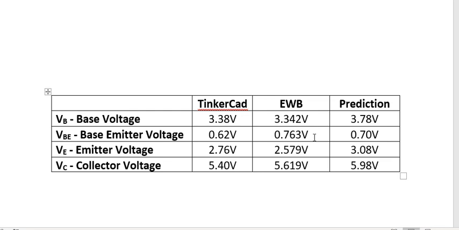Naturally, if you have different voltages here, it's going to affect our emitter voltage because we just take our base voltage, subtract our base emitter voltage, and we get our emitter voltage. So right off the bat, we have inconsistencies. And because we've now got inconsistencies on our emitter voltage, that's going to change our emitter current, which is our collector current, and it's going to affect the calculations for our collector voltage.